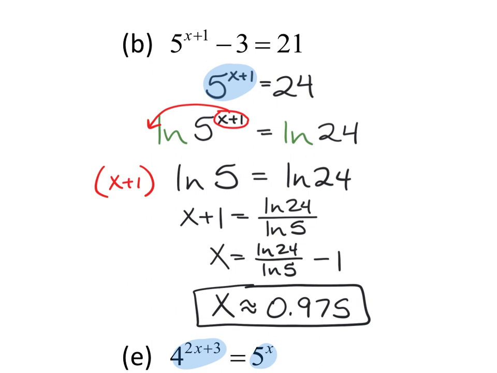Now, because again, the goal is to get x by itself, I can divide by the natural log of 5 so that this entire binomial is by itself, and then subtract 1 from both sides so that I get x all the way by itself. Remember, we do not want to evaluate until we have x completely isolated, so don't start typing stuff into your calculator too early. You only want to type stuff in your calculator one time so you get a good approximation for x and you only round once.